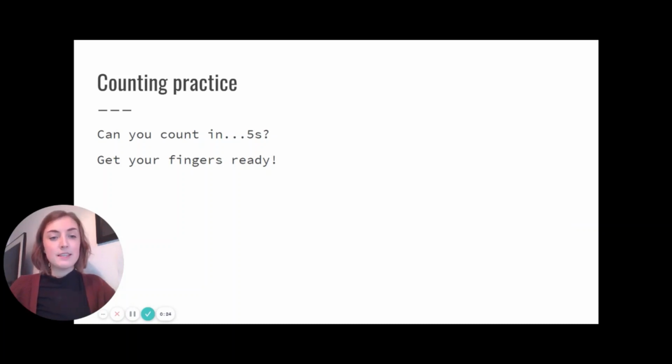Today we're going to practice our counting in fives. So get your fingers ready, starting with 0, 5, 10, 15, 20, 25, 30, 35, 40, 45, 50, 55, 60. Brilliant, well done. Let's do it again.